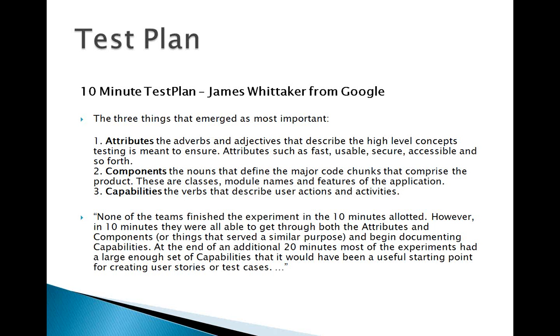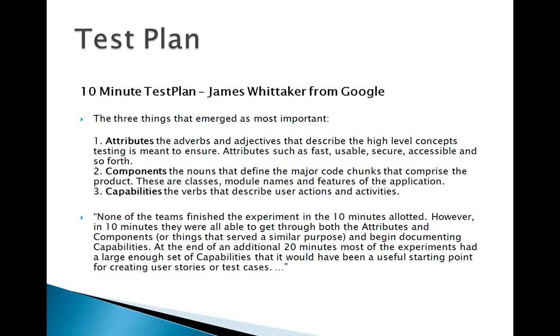Now, as the experiment went from one iteration to the second iteration and third iteration, there were interesting discoveries that were seen. So where people were writing paragraphs, they started to write just one sentence, right? And they started to cover a lot of stuff. And ultimately what emerged out was that there were three important aspects. So first was the attributes. Now the attributes were the adverbs and the adjectives that describe high level concepts of the testing.